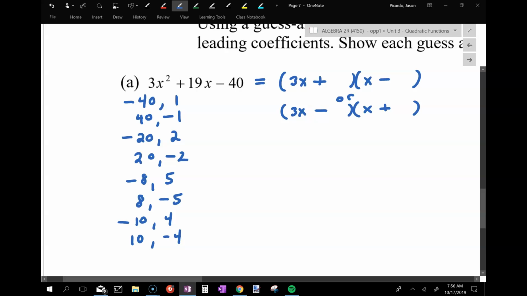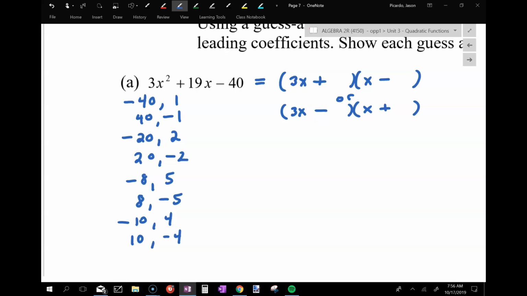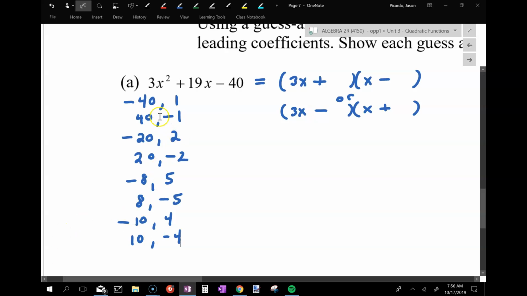So here's the real problem with this, guys. We have 1, 2, 3, 4, 5, 6, 7, 8 options. We have to take all 8 of these options and consider them in both of these scenarios, right? So that really means we have 16 different things to check. Do we see why this is a total pain, right?